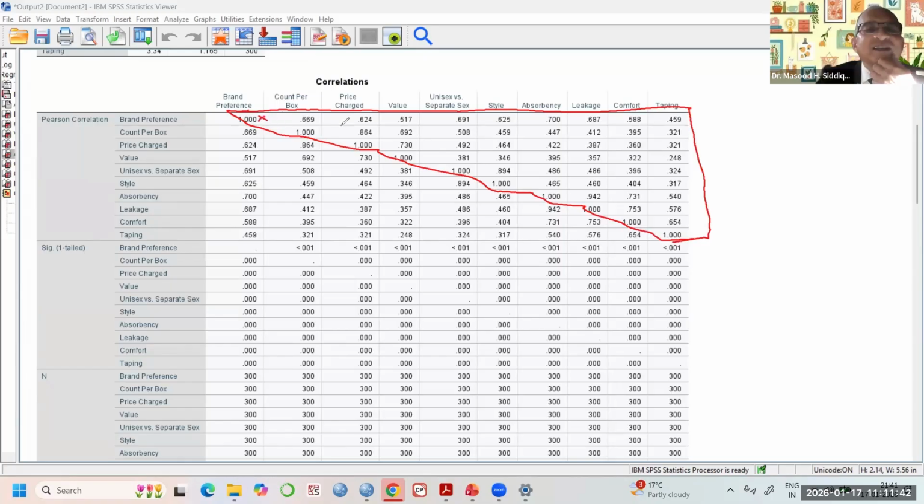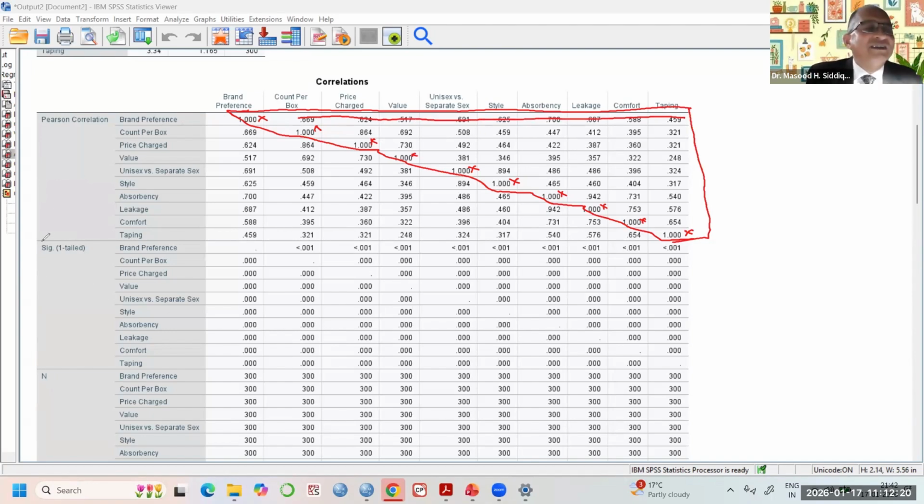So we are ignoring these diagonal terms because they are showing the correlation coefficient of, like here, unisex versus unisex. So if we calculate the correlation coefficient of x with x, x1 with x1, we will always be getting 1. So they have no importance. In the same way, the first row is showing the correlation coefficient between the dependent variable brand preference and other features. So that is also not required for the discussion of multicollinearity. So we are ignoring this.